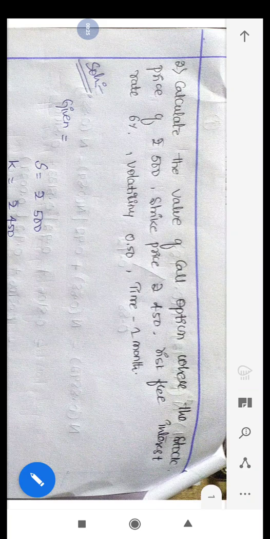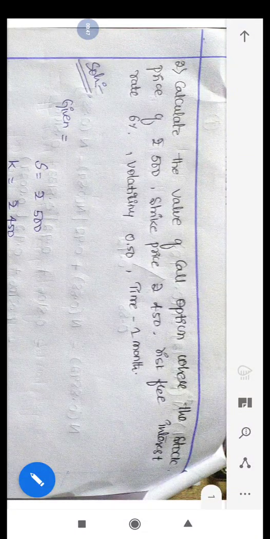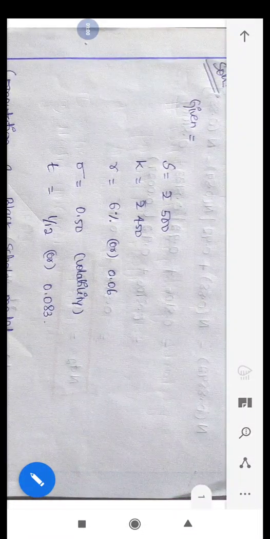Here he has asked us to calculate the value of the call option and he has given the necessary information. The stock price is 500, strike price is 450, risk-free interest rate is 6%, and volatility, that is standard deviation, is 0.50, and the duration for the call option is 1 month. With the help of the Black-Scholes formula, we have to solve for the value of the call option. So let's take the given information.